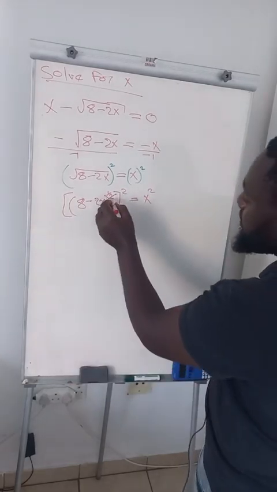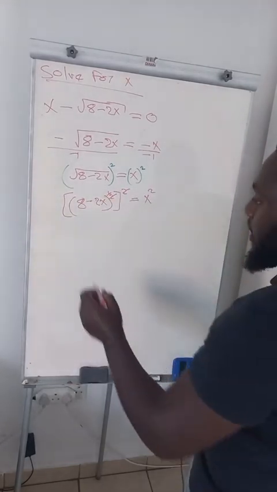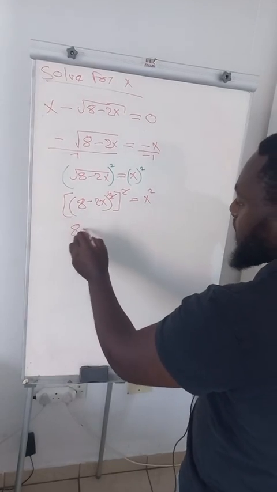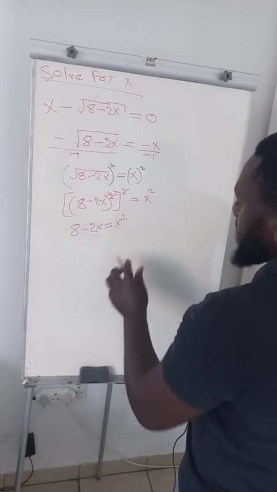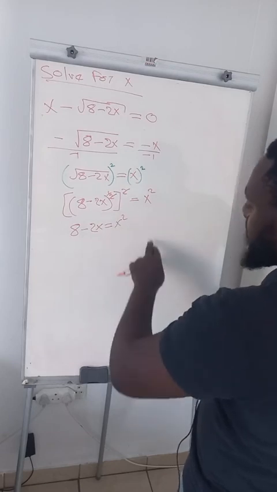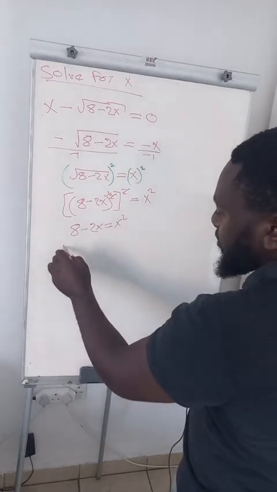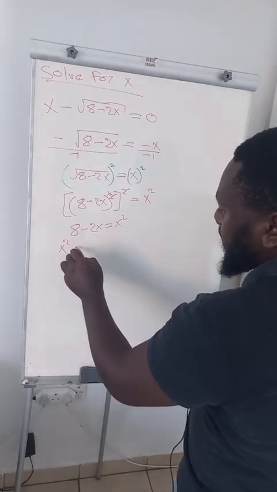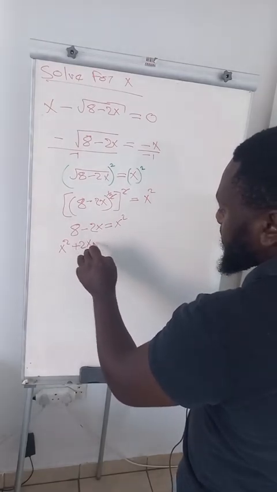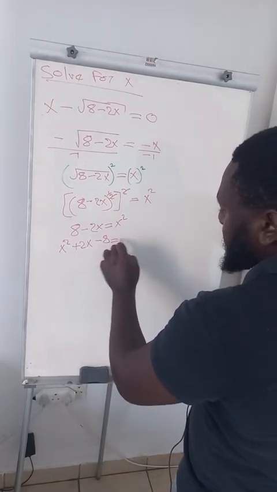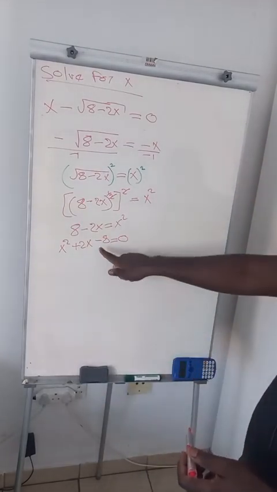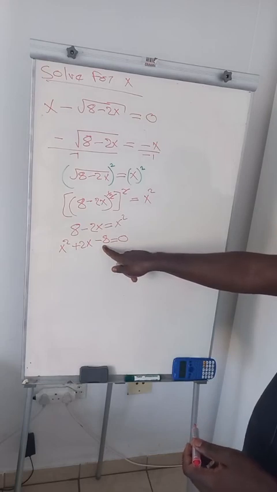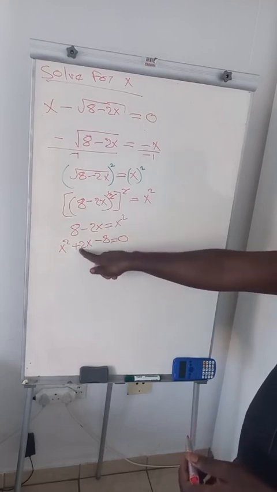So here you just have 2 and 2 which will go out, and then you'll be left with 8 minus 2x is equal to x squared. Now take everything to the right hand side. It will give you x squared plus 2x minus 8. Now you need to find values which when you multiply them together give you negative 8, but when you add them together give you plus 2.